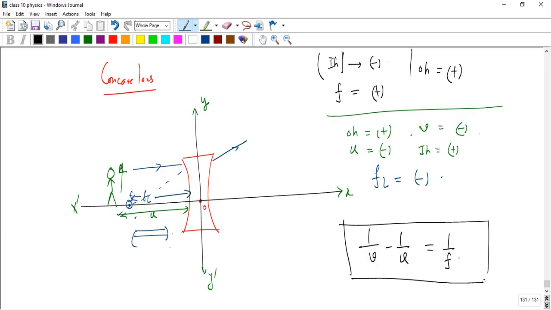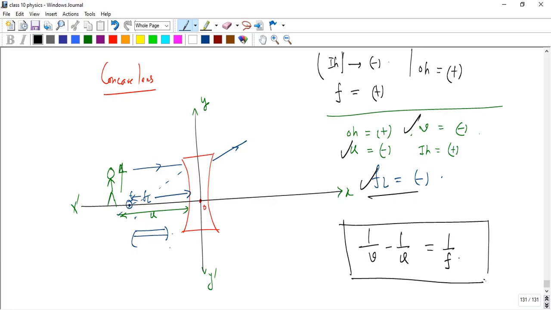Okay. So according to sign convention for a convex lens, U is always negative, F is always positive, V is positive for a real image and V is negative for a virtual image. But in case of a concave lens, U, V and F all are negative. So see that U, V and F, meaning focal length, these three are always negative.